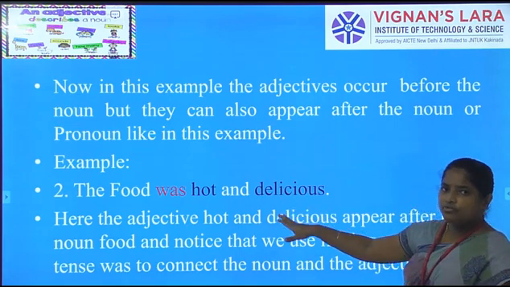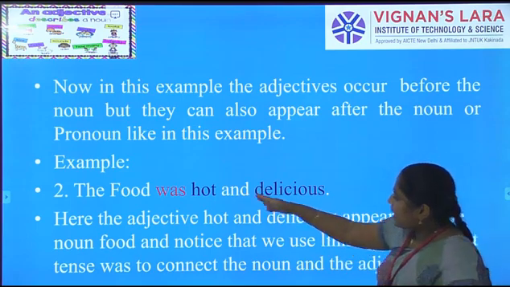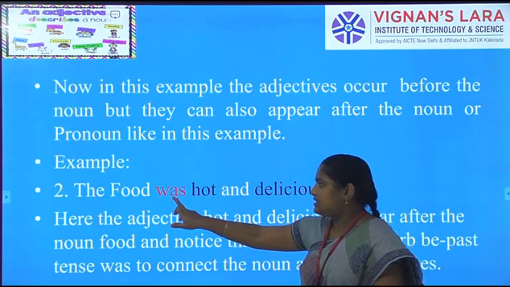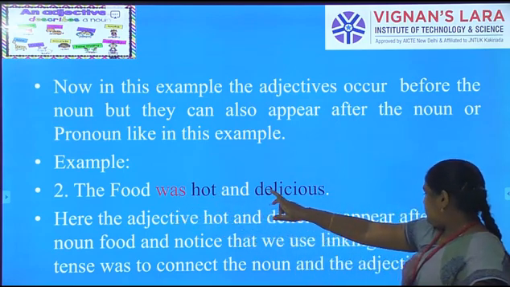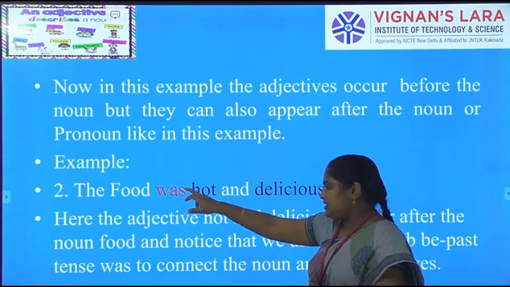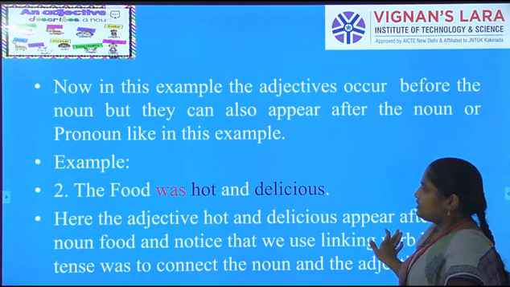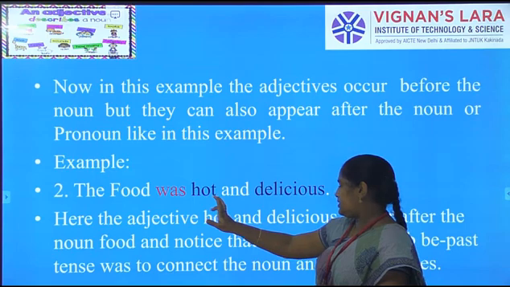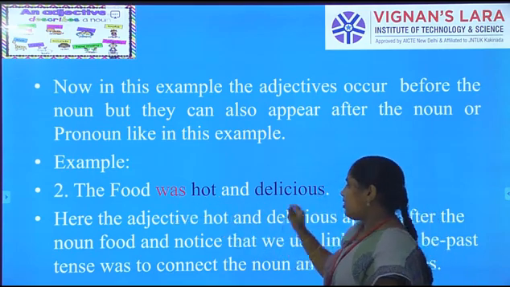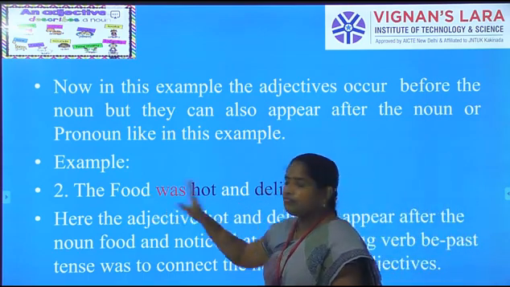And notice that we use a linking verb, the past tense was. In this sentence, was is a linking verb used in the past tense, connecting the noun and the adjectives. Hot and delicious are adjectives that appear after the noun food.